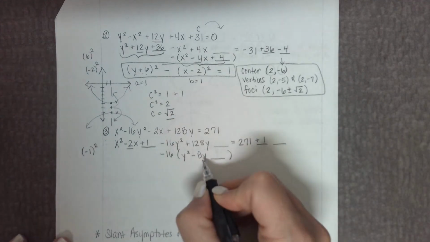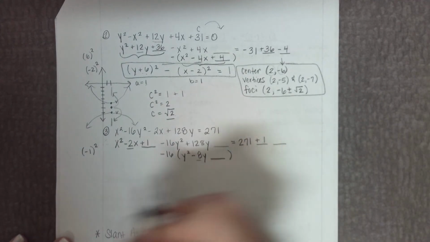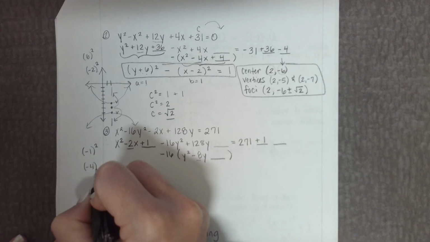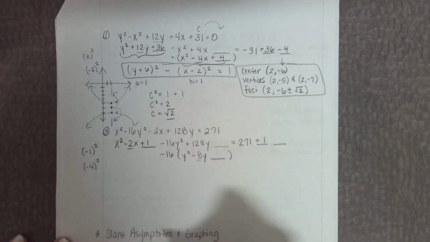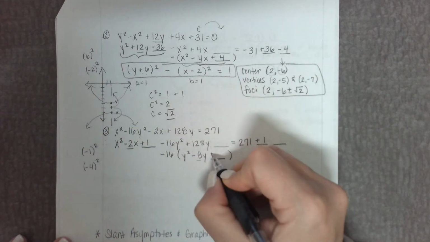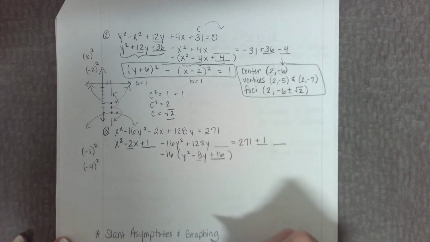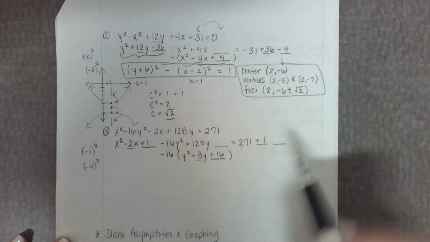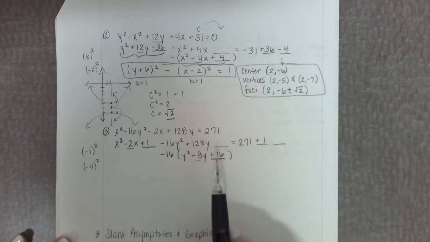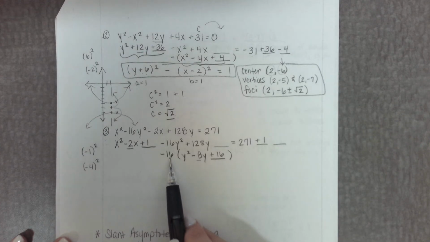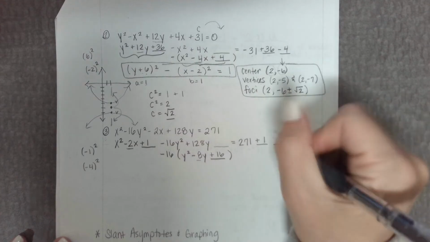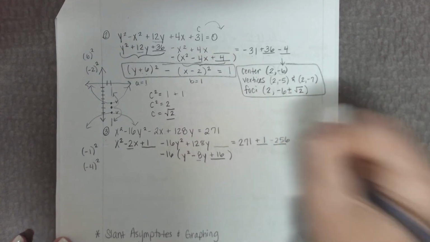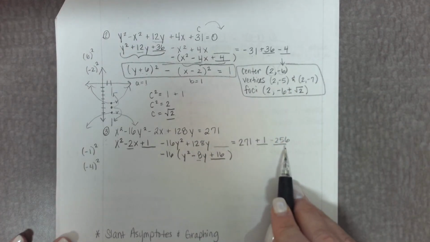Okay, so now we're going to complete the square here. Take half of negative 8. Half of negative 8 is negative 4. Square negative 4, you get 16. So I'm going to put plus 16 here. But when I go over here to balance the equation, it's not a plus 16. I wrote plus 16, but because that plus 16 gets multiplied by this negative 16 that's out here, it's really a negative 256 that balances the equation. So negative 256 is what I need to add to the other side.